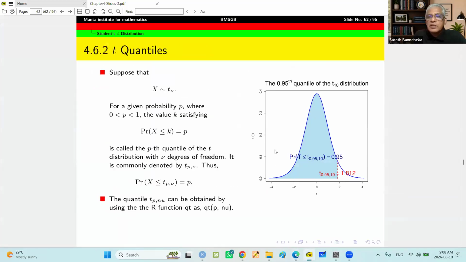Now let us look at another important thing for a T distribution. Those are the T quantiles, right? These T quantiles are very useful again in test of hypothesis because they are involving decision rules as well as they are important in constructing confidence intervals, right?